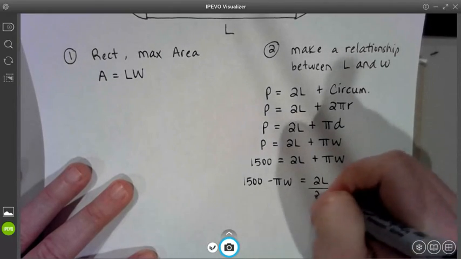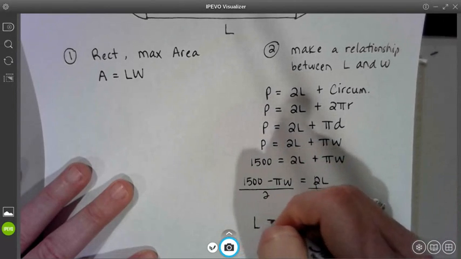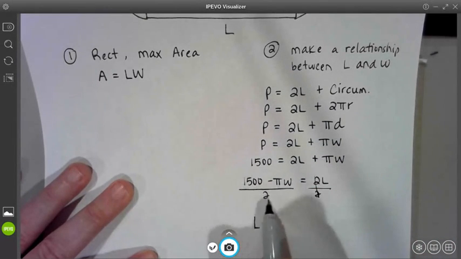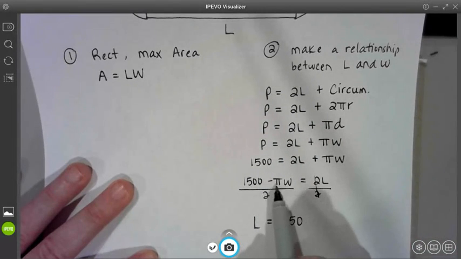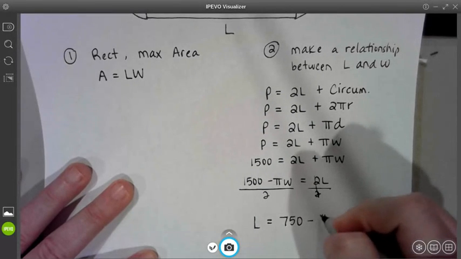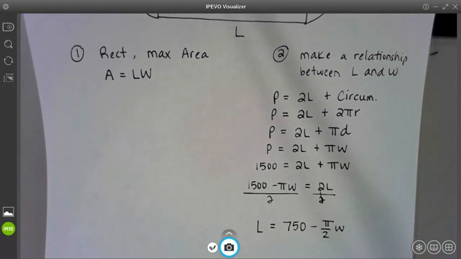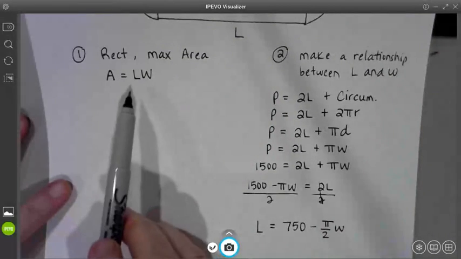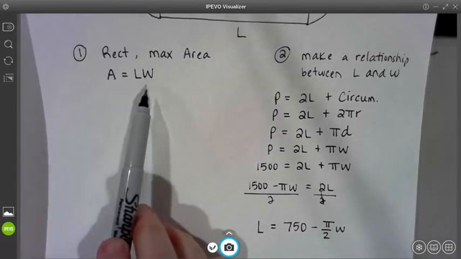Divide everything by 2. And you end up with the length of the rectangle is equal to 1,500 divided by 2, which is 750. And then I'm just going to take pi and divide it by 2 and then times it by W. Okay, so there is the length of your rectangle. Now we can take the length of the rectangle and plug it in for L, and then I'll have an equation that's all in terms of W.